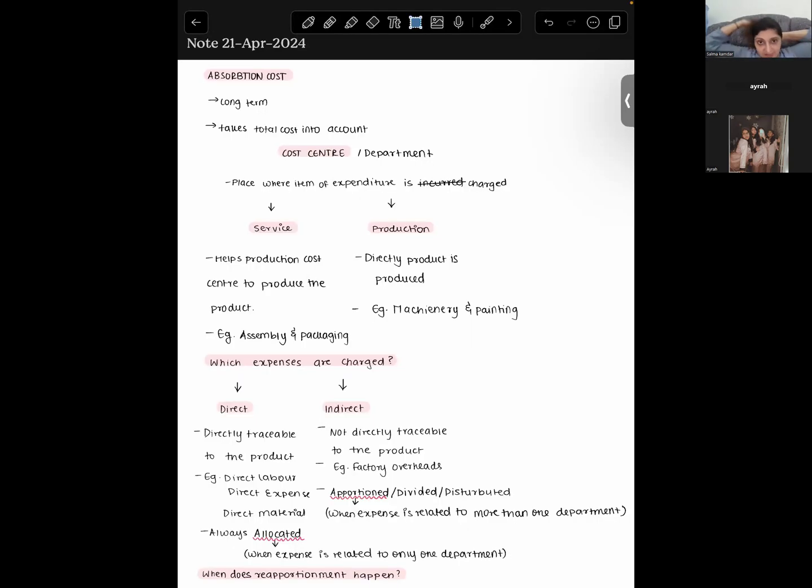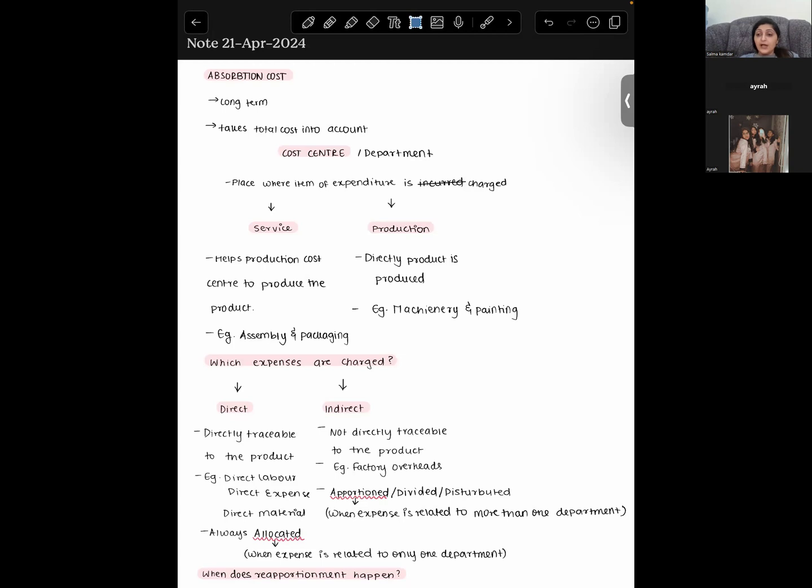This is absorption costing revision. Absorption costing is basically the total costing that's taken into account. It's long term. In absorption costing, there's a cost center, where total cost is taken into account. So what do you mean by total cost? Variable cost plus fixed cost.